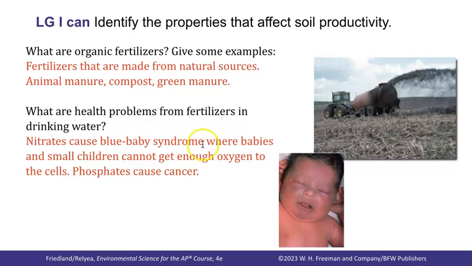Now, organic fertilizers are ones made from natural sources like animal manure or compost or green manure. Animal manure is animal poop that has had some heat to kill off microbes, and it's partially decomposed, and then you can spray it on the field. I know it seems gross, but that's natural. Compost is decomposed plant matter. Green manure is very similar to compost.